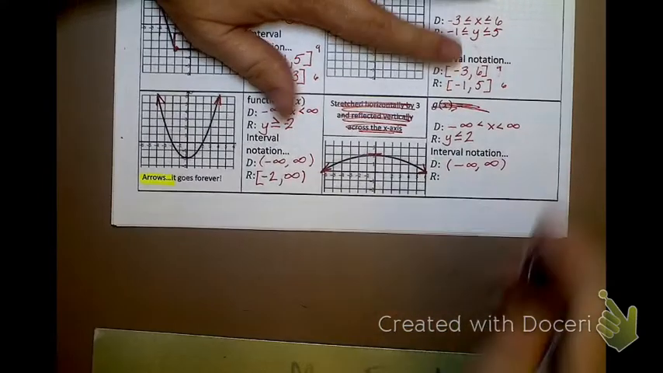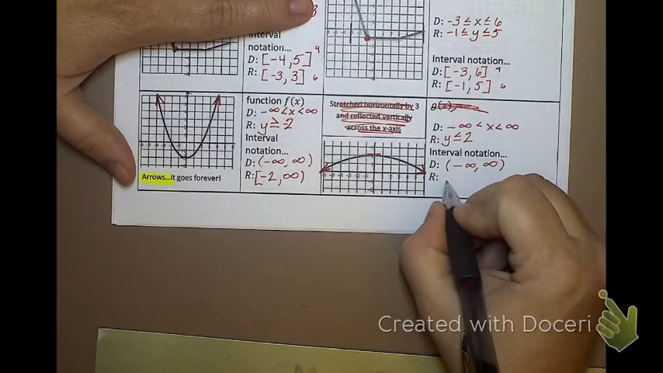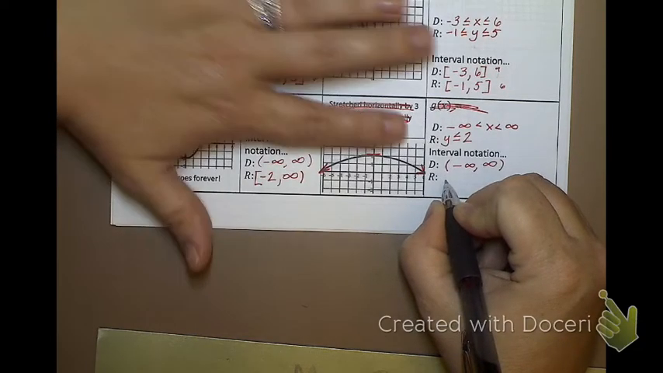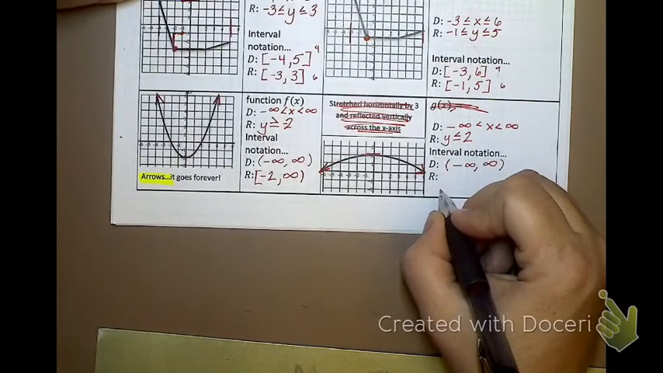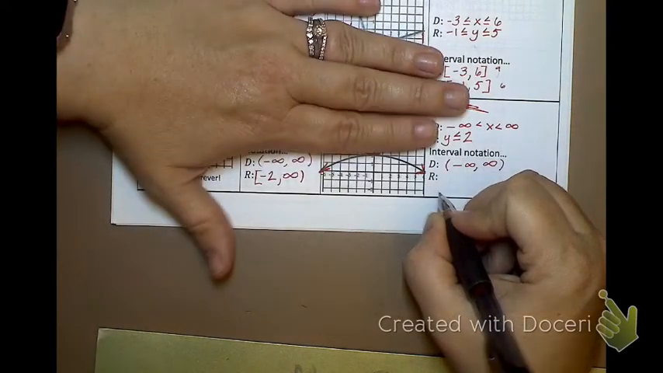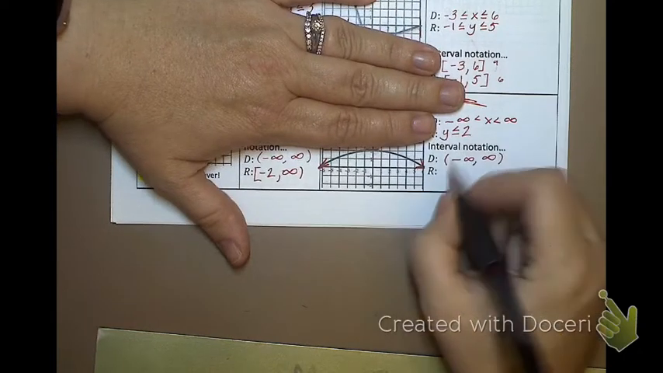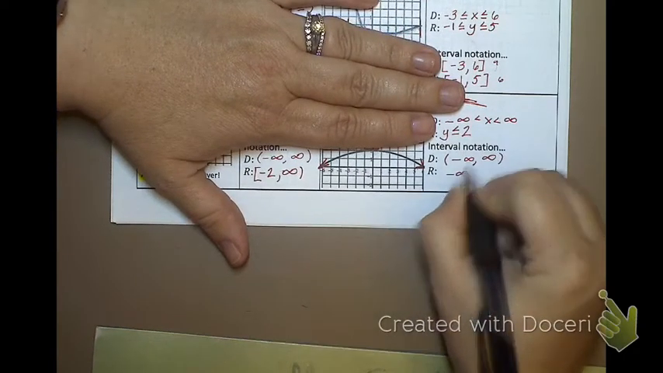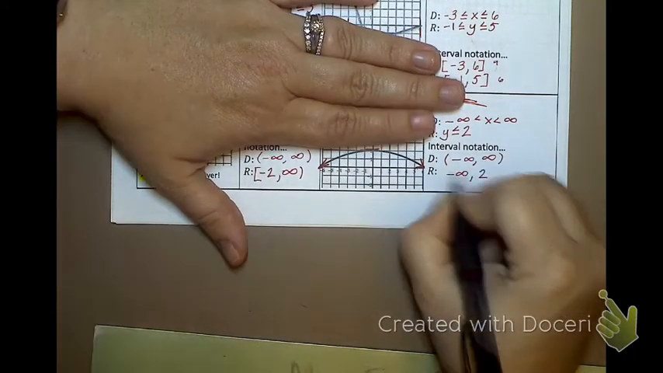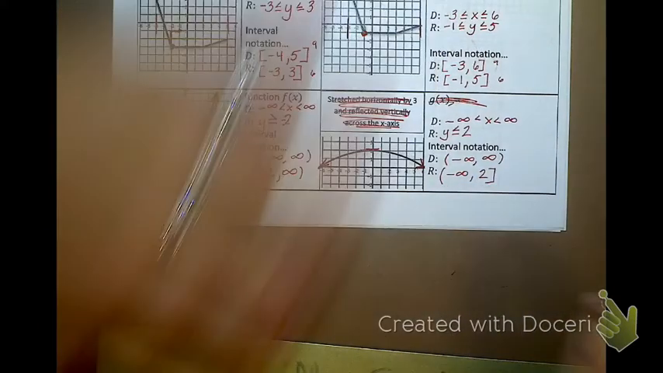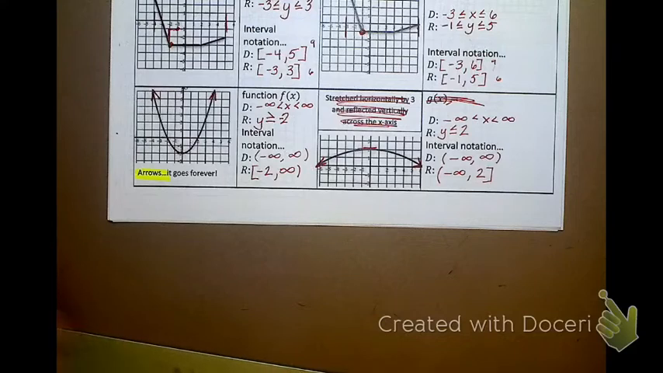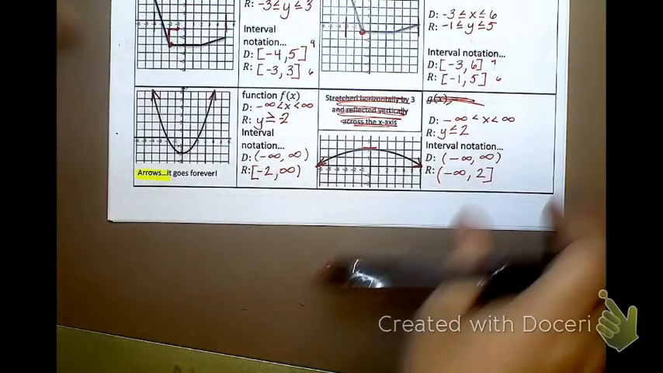So how do I write that in interval notation? What's smaller? 2, or is it going to be positive infinity or negative infinity this time? Negative infinity. So negative infinity has to come first because it's less than 2. I have a parentheses on negative infinity and a square bracket on 2. Questions there? All right, turn the page.